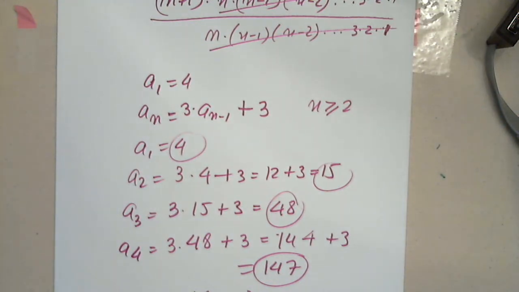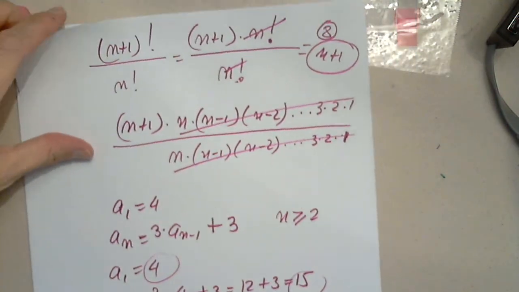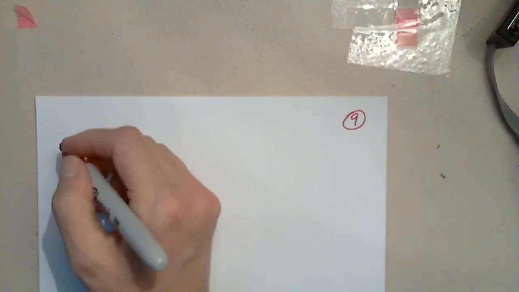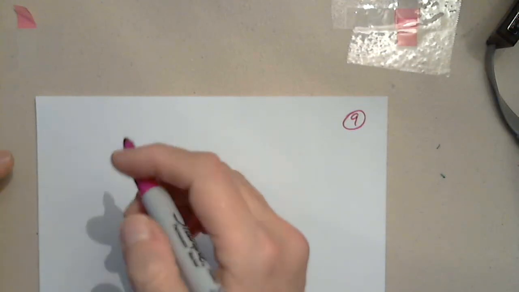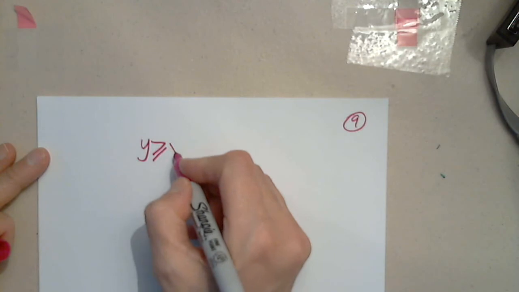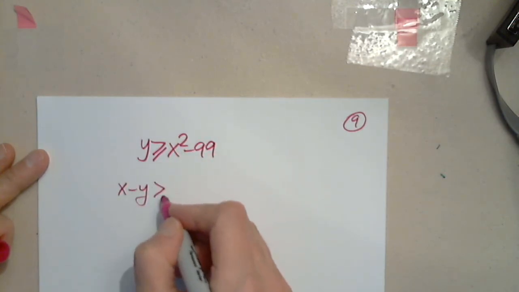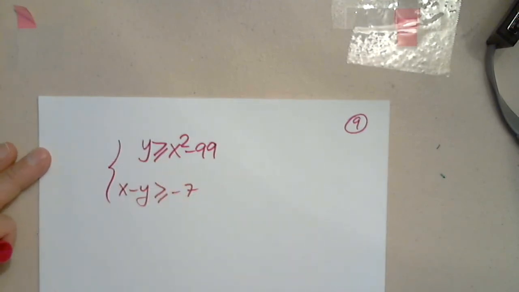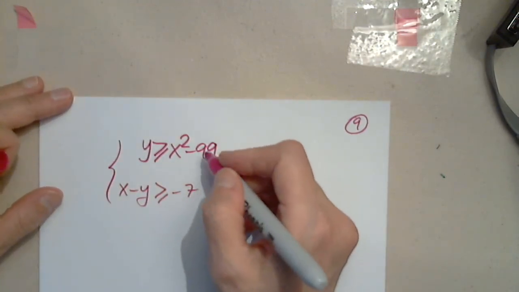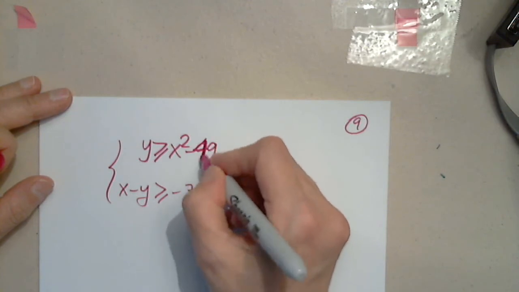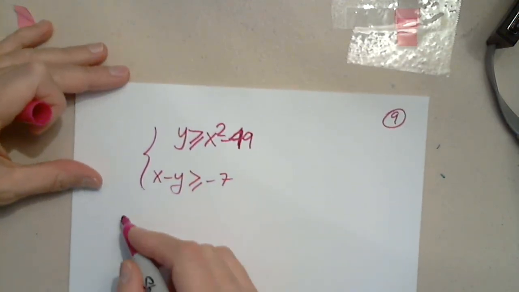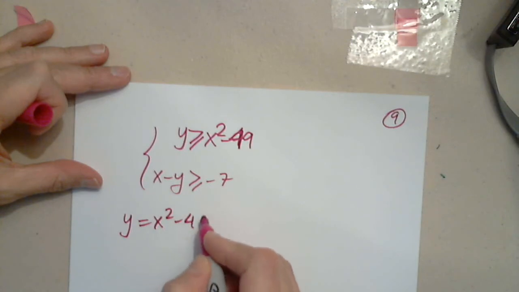Can we do 24? Yes. 24. Yes, so we have y greater than or equal to x squared minus 49 and x minus y greater than or equal to negative 7. So this was 49, correct? Yes, 49. Okay, so first I have to write the equation.